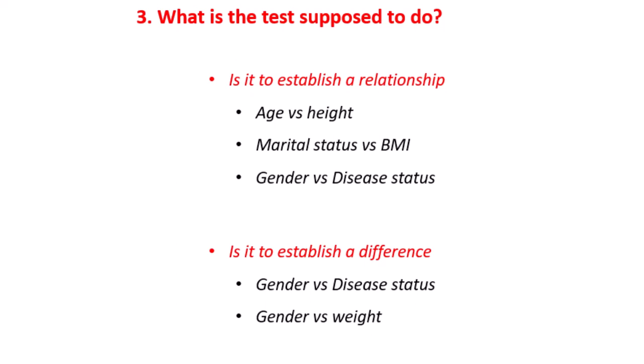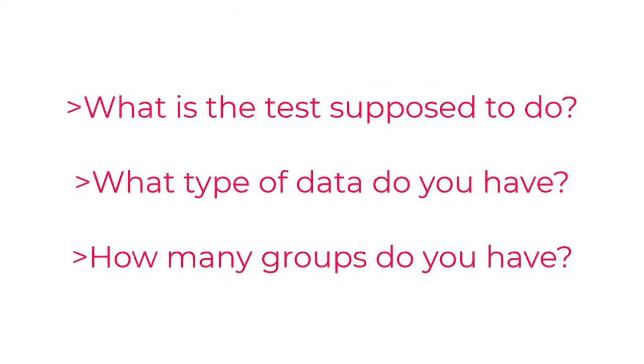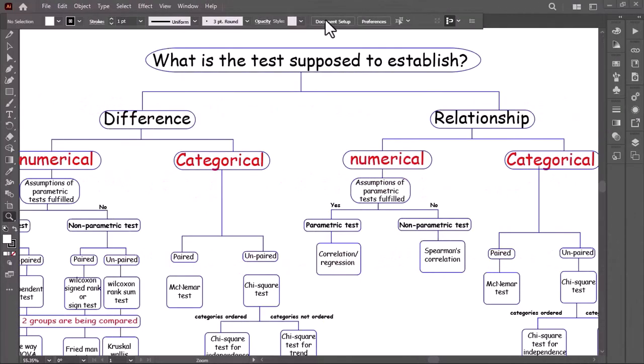So let's visualize what these three questions are. For purposes of the illustration, we are going to start with the question of what is the test supposed to do. Then we'll look at what type of data do we have, how many groups, and then we'll see which tests. So to start with, what is the test supposed to establish? This can simply be a difference or a relationship.